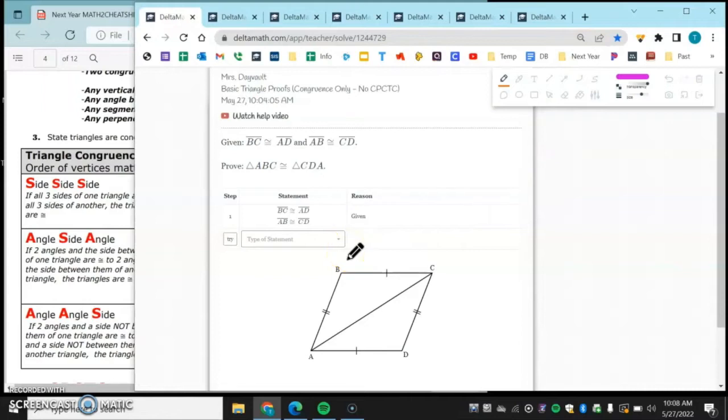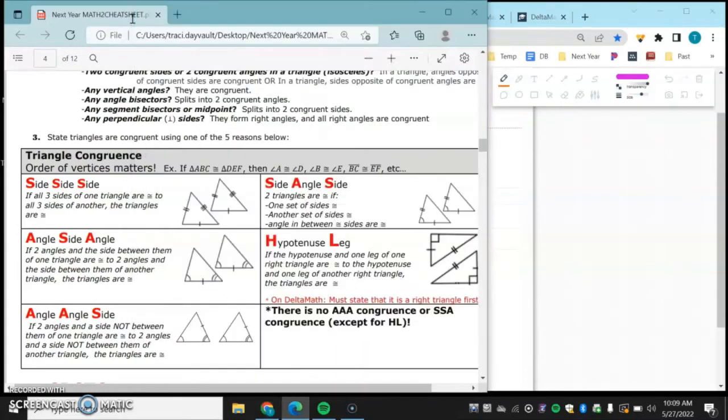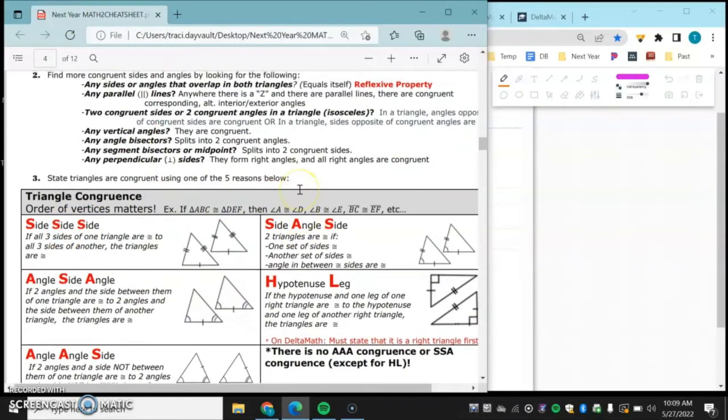So the 2 triangles, I like to look at overall what we're trying to do, and we're trying to prove that this triangle and this triangle are congruent to each other. They've given us 2 sets of sides already, so we can use one of the theorems that has 2 sides. So it's either going to be side, side, side, or side, angle, side, probably.